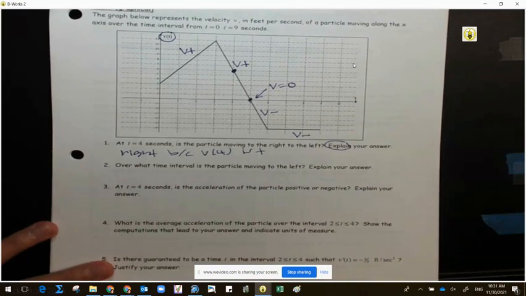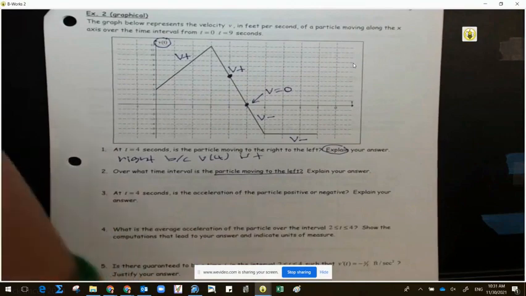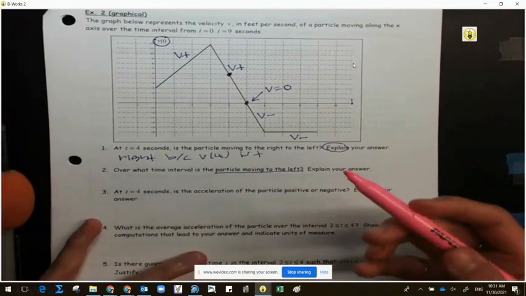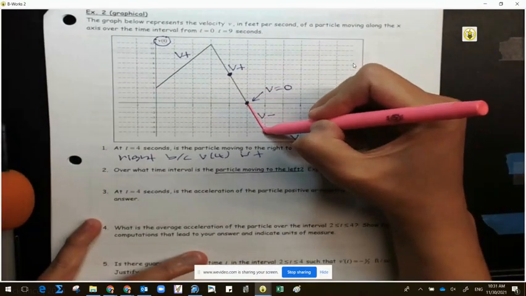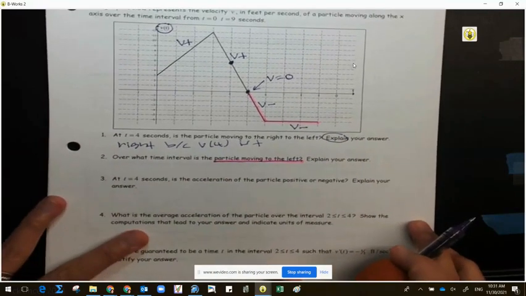Okay, number 2 says, at what interval is the particle moving to the left? If something is moving to the left, what velocity do I want? Negative. So I think I'm going to highlight the negative piece right here. So I see my velocity is negative here and negative here. And maybe underline that to make it related to each other.